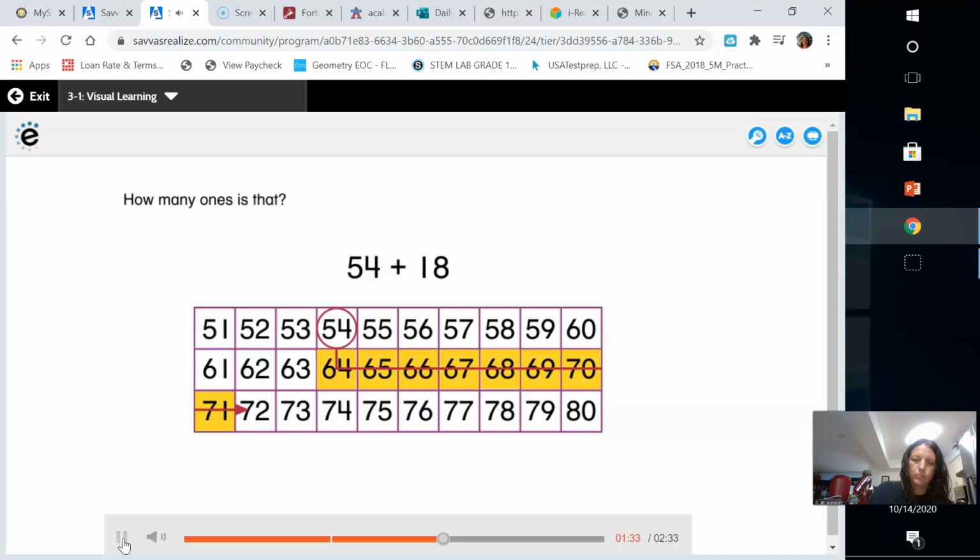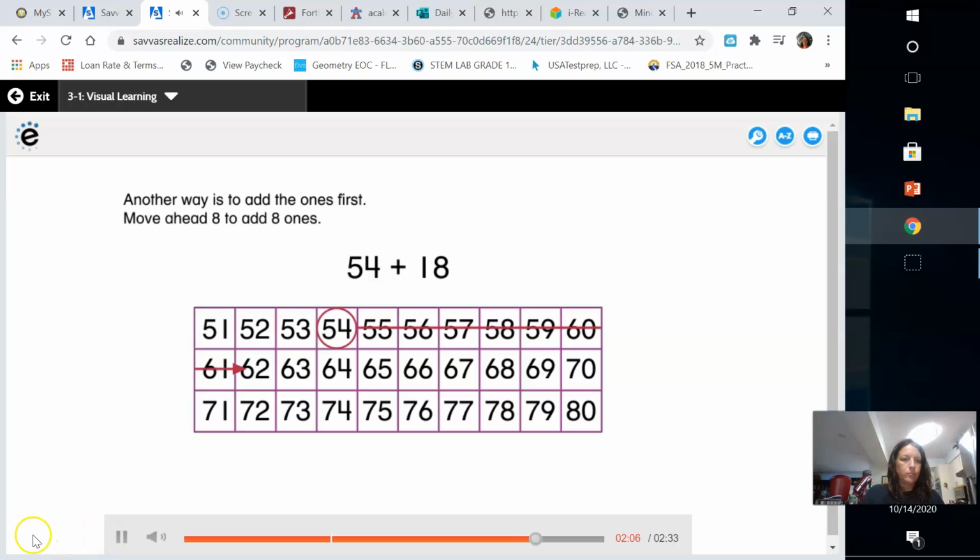How many ones is that? 8 ones. How much more is 72 than 64? 72 is 8 more than 64. How much more is 72 than 54? 72 is 18 more than 54. Another way is to add the ones first. Move ahead 8 to add 8 ones.